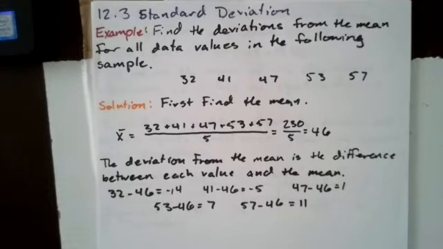So the first thing we need to do is find the mean. And here, x bar is 32 plus 41 plus 47 plus 53 plus 57, all divided by 5. That's 230 divided by 5, which is 46. Then the deviation from the mean is the difference between each value and the mean. So the 5 deviations from the mean are 32 minus 46, which is negative 14, 41 minus 46, which is negative 5, and then we've got 1, 7, and 11.